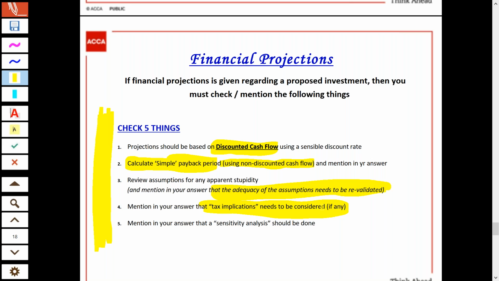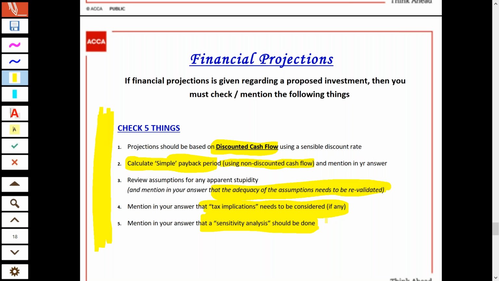You don't need to do anything, no need for calculations. Just identify some basic things, like tax is basic, right? And the fifth one is, lastly, you will just mention that it is recommended that a sensitivity analysis should be done. Just write one sentence. And I hope you all know what a sensitivity analysis is.